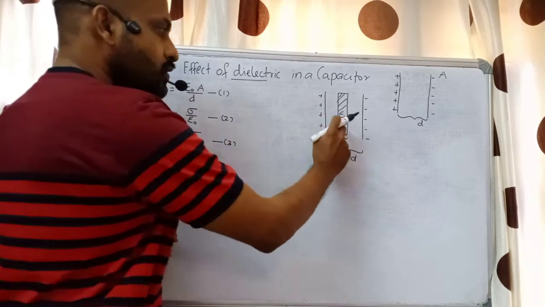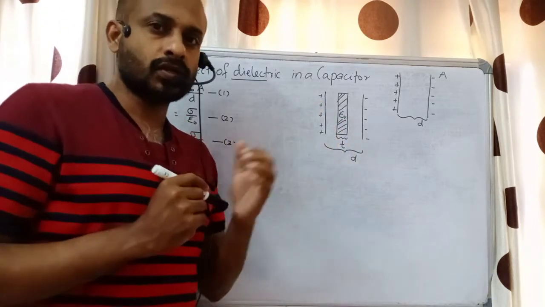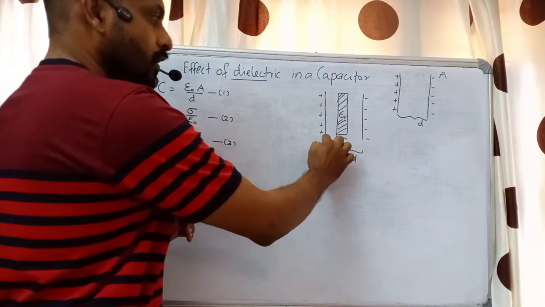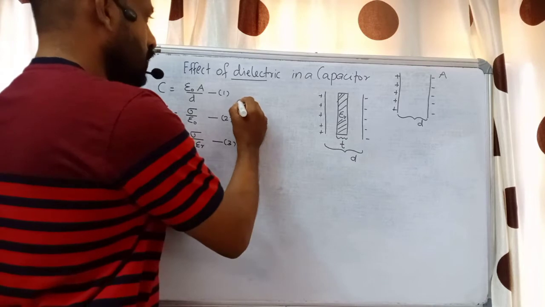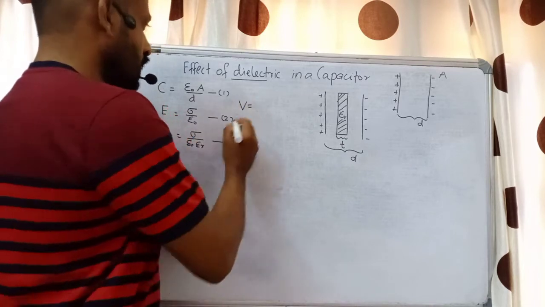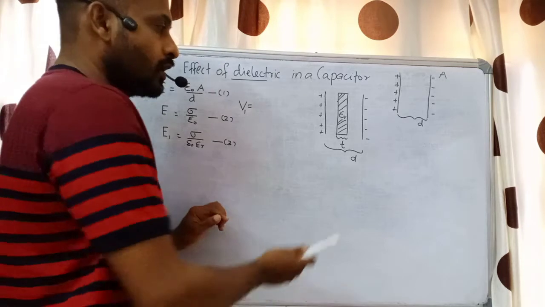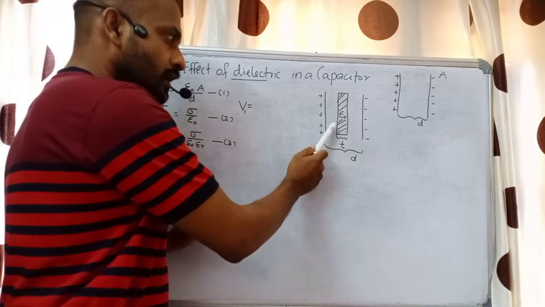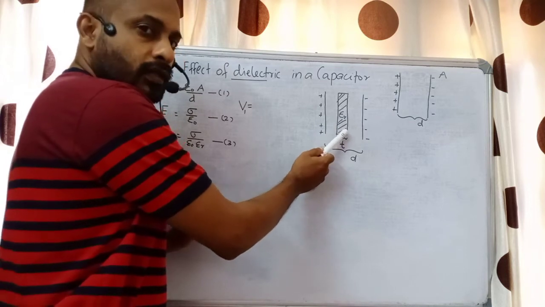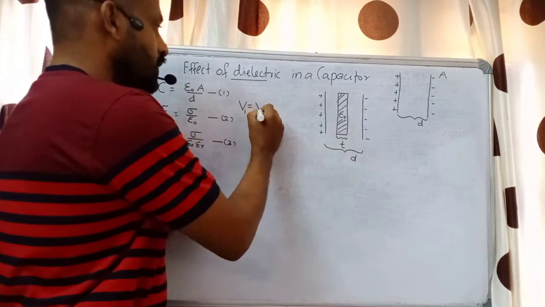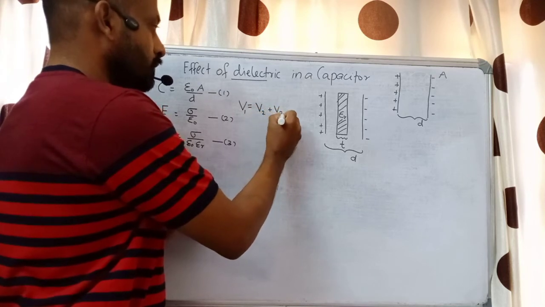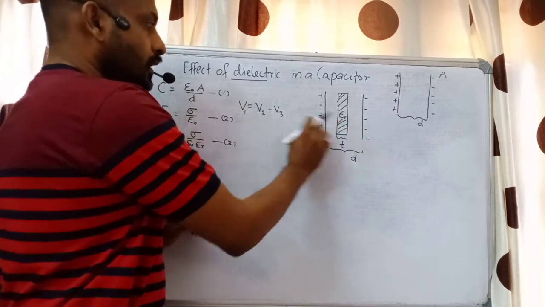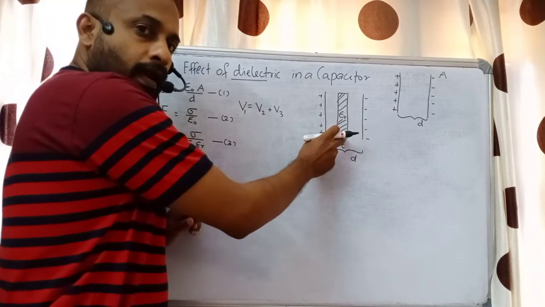Since the electric field in these two regions is different, the potential in those regions will also be different. So what can we write? We can write the net potential between the plates. Net potential V1 is equal to the potential in the region without dielectric, the vacuum region, plus the potential in the region filled with the dielectric. So V1 is equal to V2 plus V3. V2 is the potential in the region having vacuum, and V3 is the potential in the region having dielectric medium.